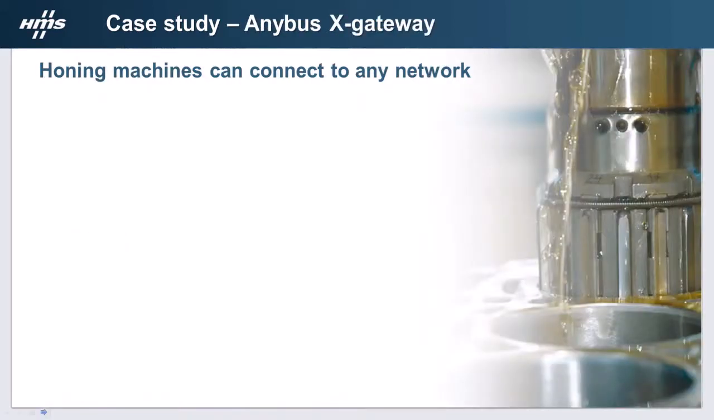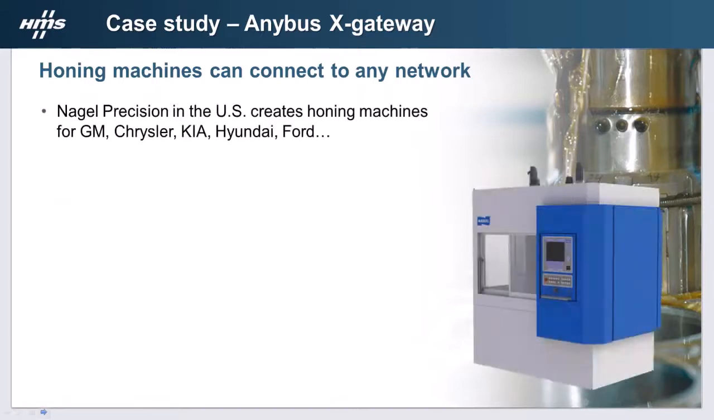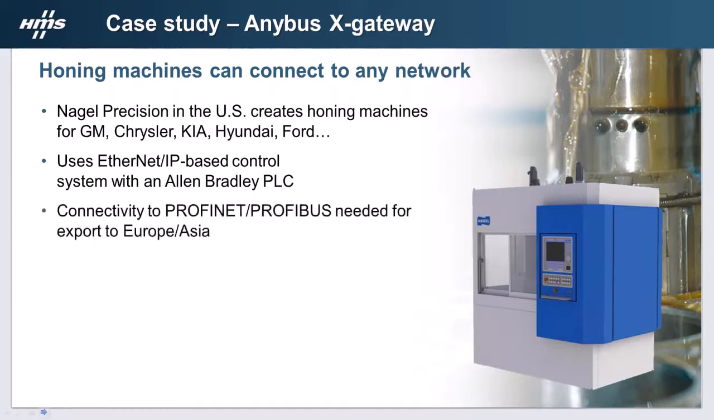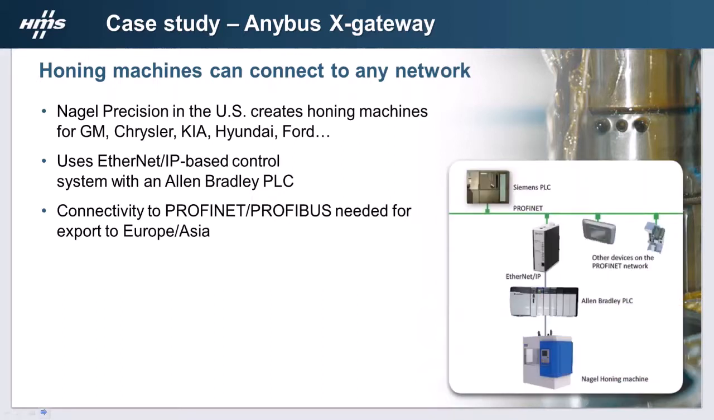So here we've got honing machines can connect to any network. Said in my best sales presenter voice. So this is Nagel Precision in the US, and they create honing machines predominantly for the automotive industry. So they're using Ethernet IP with Allen Bradley PLCs. Theirs is the same issue that selling into Europe, obviously PROFINET, PROFIBUS are huge. So they need that capability for selling into those markets, and they need to have no issues in terms of supporting their clients' requirements. So the X-gateway resolves that.